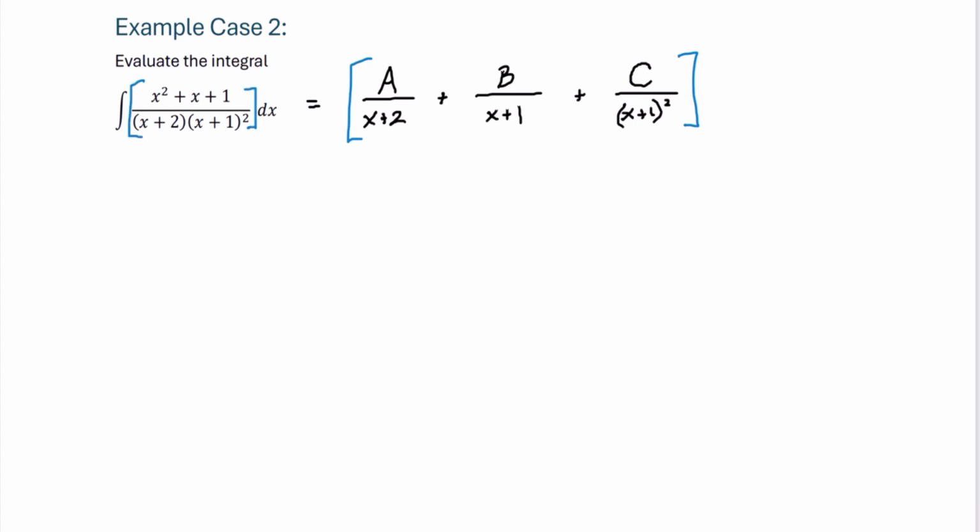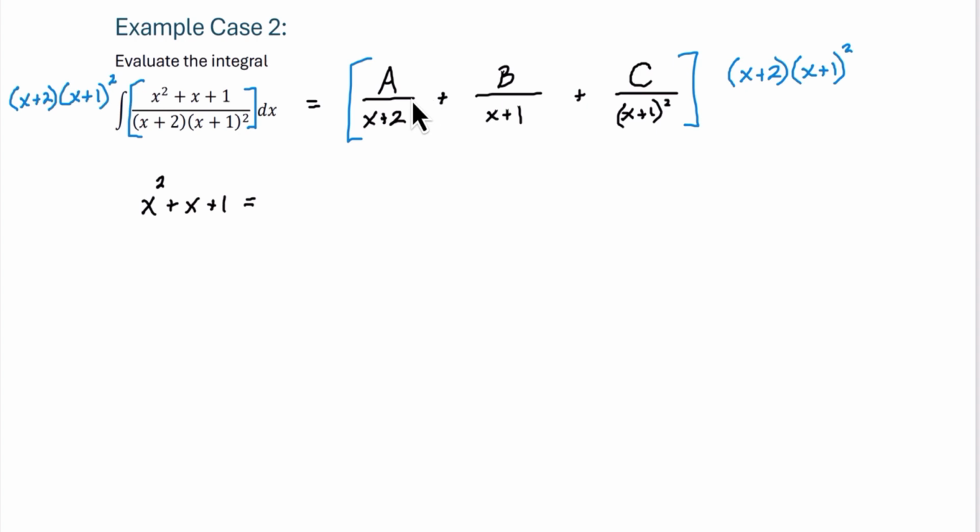And for a moment, I'm going to ignore the integral symbol and just focus on the rational expression. So the LCD is x plus 2 times x plus 1 squared. We want to multiply by that on both sides. On the left side of the equation, the LCD and the denominator will cancel, leaving us with just the numerator, x squared plus x plus 1. And that's going to be equal to, now we need to distribute the LCD with each of the fractions.